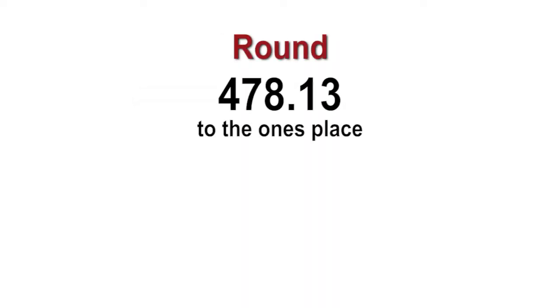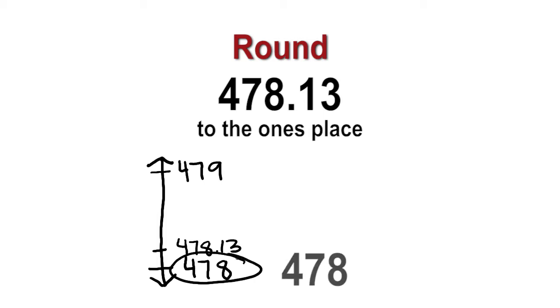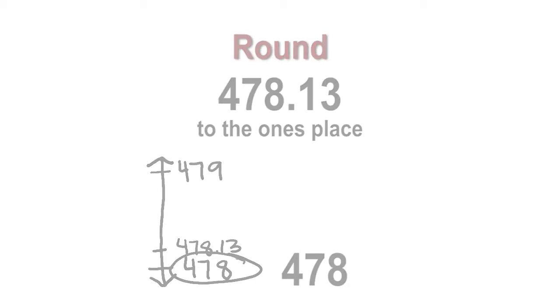Students in 5th grade will be given situations such as compare 47 and 65 hundredths to 47 and 56 hundredths, using greater than, less than, or equal to symbols. Students may be given numbers to round, such as 478 and 13 hundredths. For instance, if we were to round 478 and 13 hundredths to the ones place, we could list our benchmark numbers as 478 and 479. We would place where 478 and 13 hundredths is on the number line, noticing that it is closer to 478. Thus, it rounds to 478.